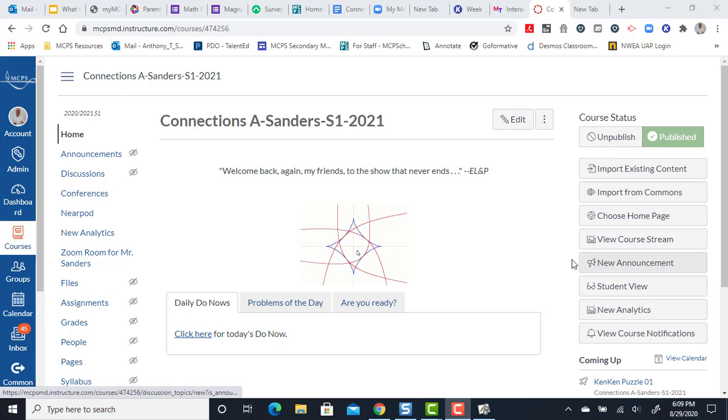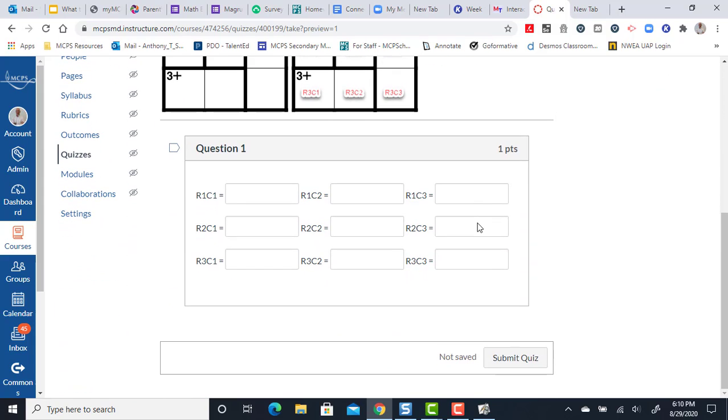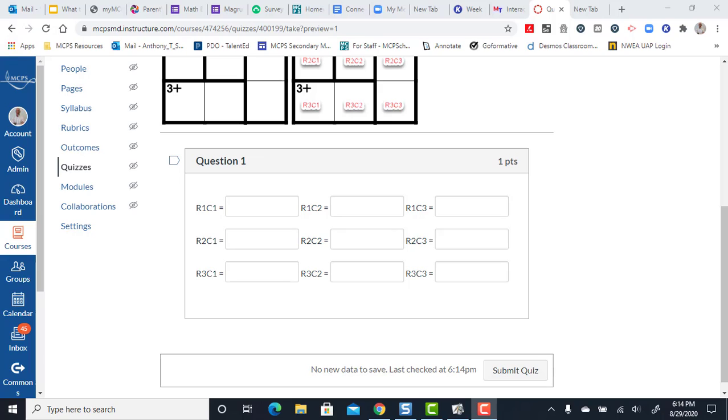My name is Tony Sanders, and I want to give you a quick tour of solving KenKen puzzles and how to do that. So the very first part is to point out that the KenKen puzzles are part of our daily do nows. So we will have students click right here, and that'll take them to the KenKen puzzle. To give you a preview of what this looks like, I can show you that this is the kind of screen that your students will see. Now what I want to do is teach you how to solve these easy KenKen puzzles.